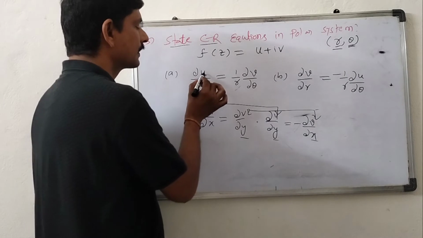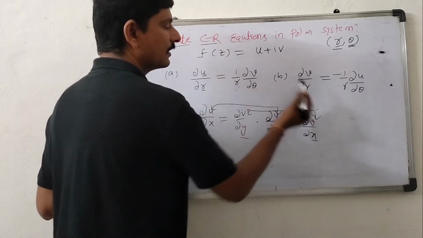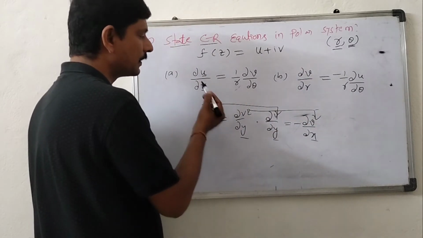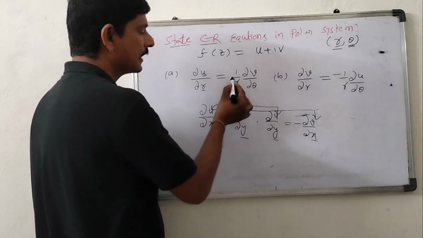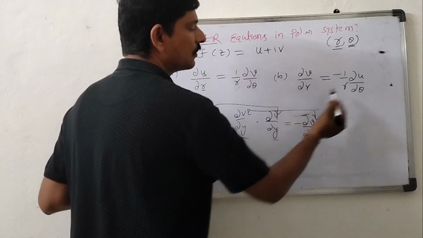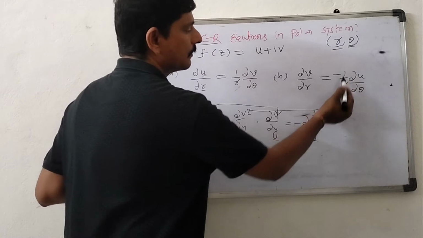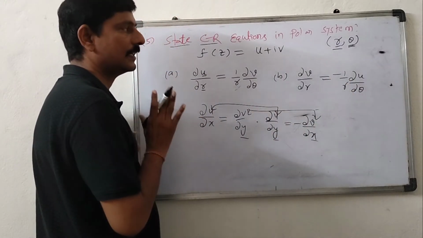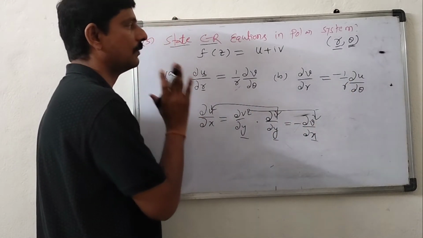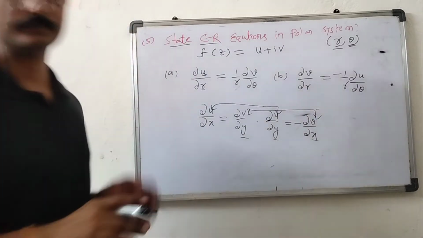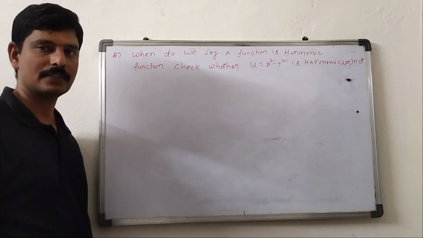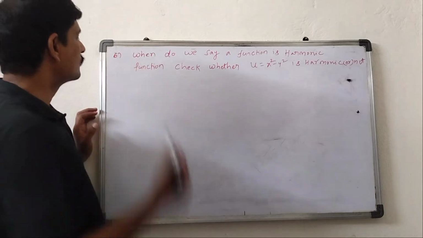So here, u with respect to r and v with respect to r are the LHS sides. So u with respect to r is equal to v with respect to theta as a multiple of 1/r. V with respect to r is equal to u with respect to theta as a multiple of minus 1/r. These are the Cauchy-Riemann equations in polar system, right? Yes. Coming to the next question.